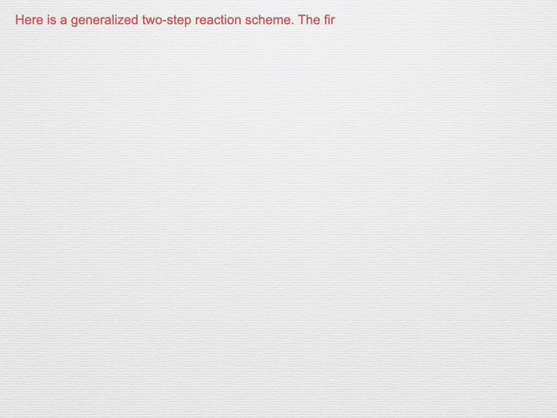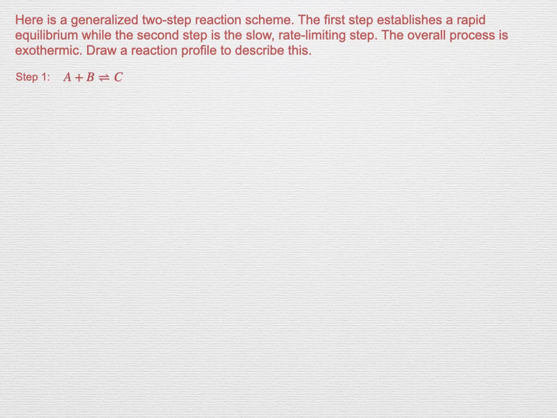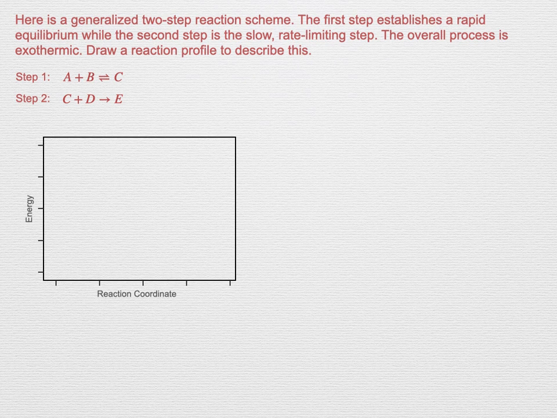Here's another problem. Here is a generalized two-step reaction scheme. The first step establishes a rapid equilibrium, while the second step is the slow rate-limiting step. Draw a reaction profile to describe this. We again set up the graph of energy versus reaction coordinate. The first step encounters what will prove to be a small barrier, small because we are told it is a fast reaction, and it falls down into a small energy well. This is where the species C is found.